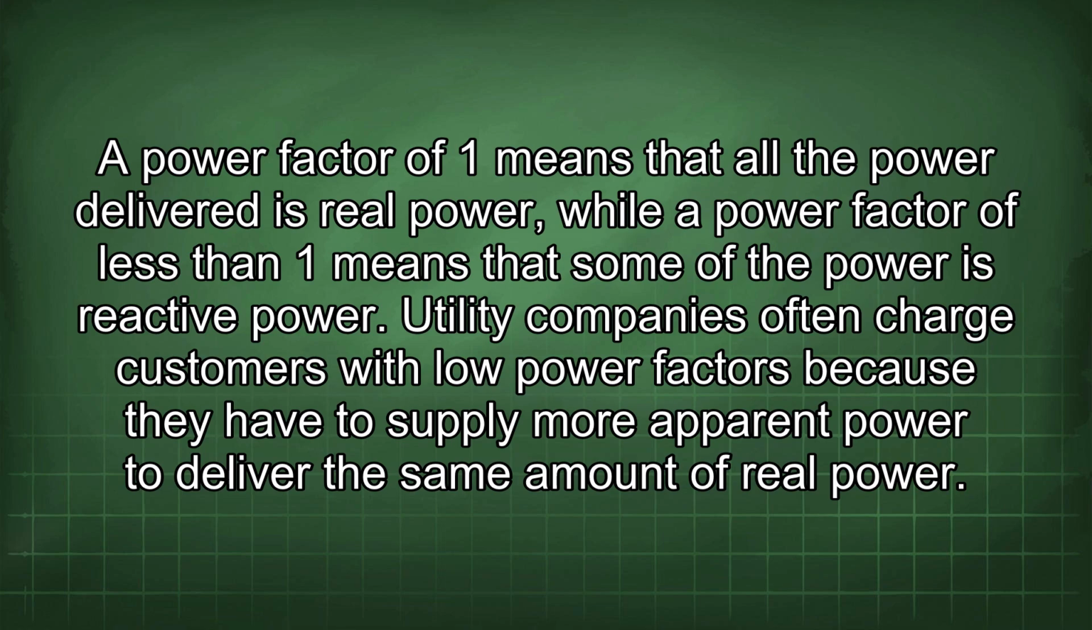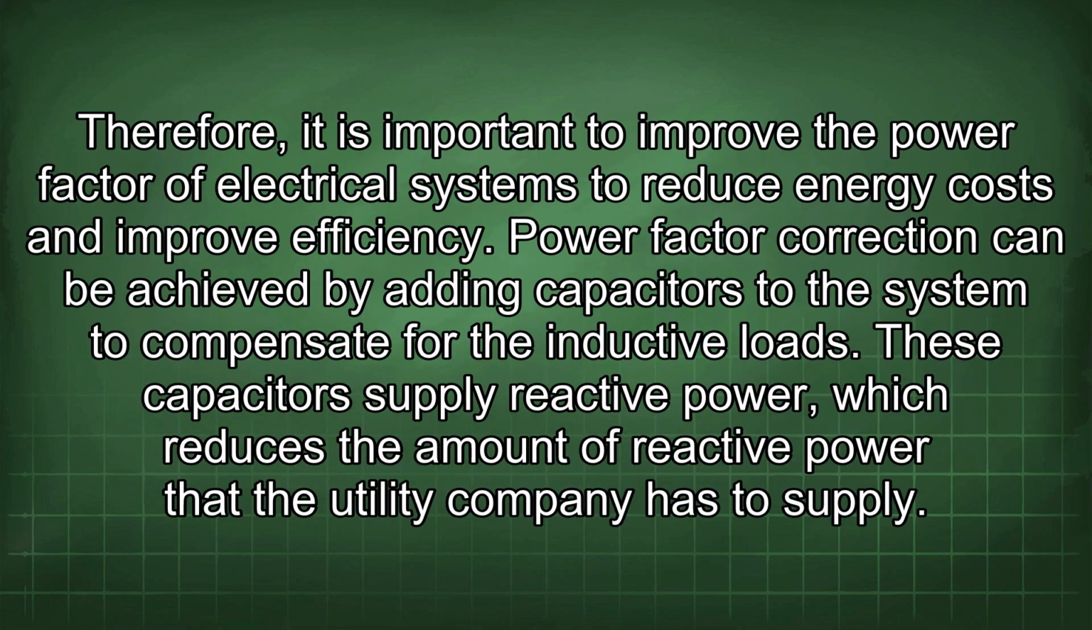Utility companies often charge customers with low power factors because they have to supply more apparent power to deliver the same amount of real power. Therefore, it is important to improve the power factor of electrical systems to reduce energy costs and improve efficiency. Power factor correction can be achieved by adding capacitors to the system to compensate for the inductive loads. These capacitors supply reactive power, which reduces the amount of reactive power that the utility company has to supply.